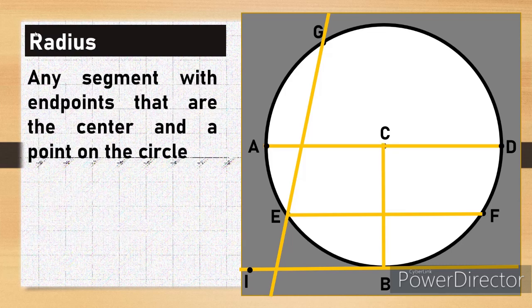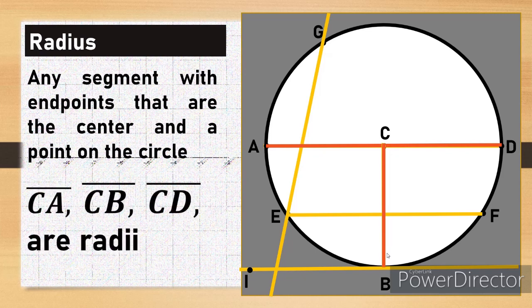Next, we have the radius. Any segment with endpoints that are the center and a point on the circle. So, in this illustration, we have line segment CB. Since ang endpoints niya yung center at any point on the circle, we also have line segment AC and line segment DC or CD. So, meaning, line segments CA, CB, and CD are radii of the circle. Radii, plural siya ng radius.